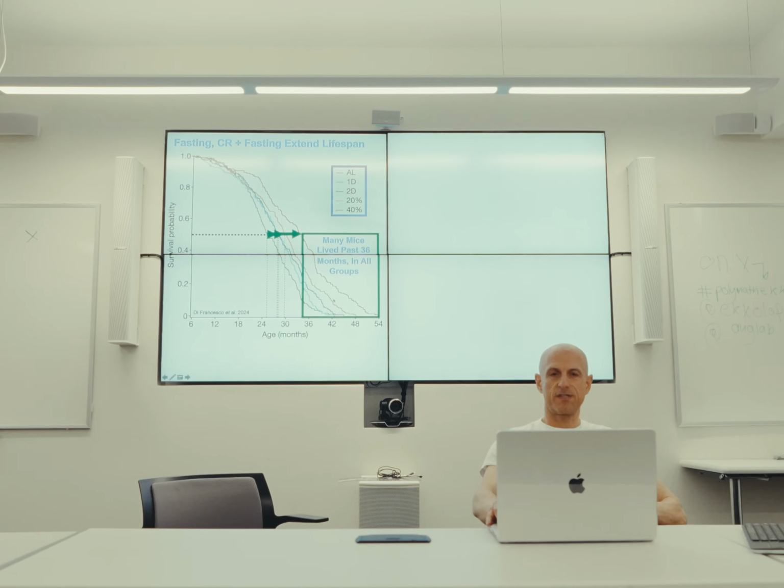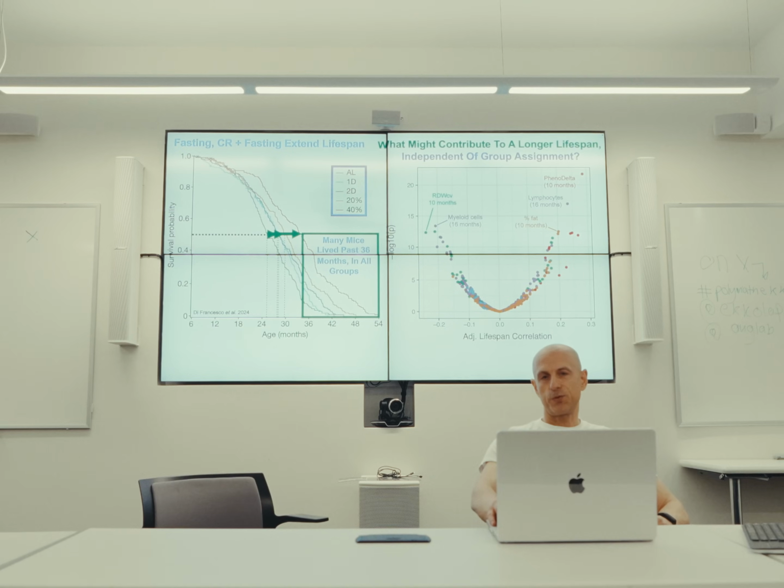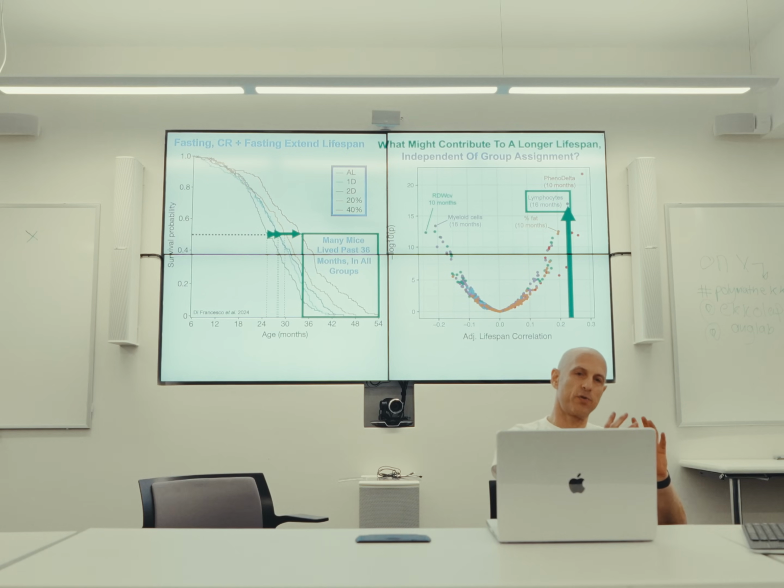So the authors of this study asked what might contribute to a longer lifespan, at least in mice, independent of group assignment. So that's what we can see here, and I'm only going to focus on a couple of the biomarkers that are here. I mean, we can do a deep dive into all of them, but the two that I'm focused on here are lymphocytes, which are a type of white blood cell. So white blood cells are not a homogeneous group. They're comprised of generally pro-inflammatory neutrophils and monocytes and lymphocytes, which also are a part of the immune system.